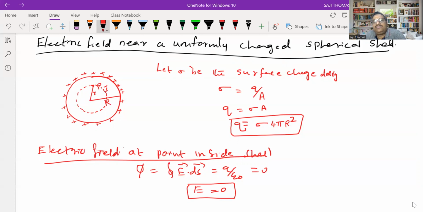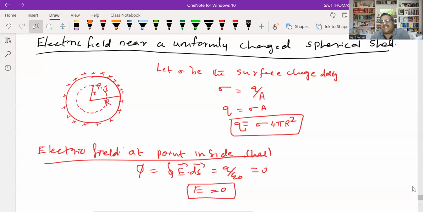In the same way, if you find the electric field in any hollow cavity, electric field will be 0 because inside the cavity no charge will come. Otherwise, we have to place charge. So inside a hollow shell, hollow conductor, electric field is 0. This phenomenon is known as electrostatic shielding.